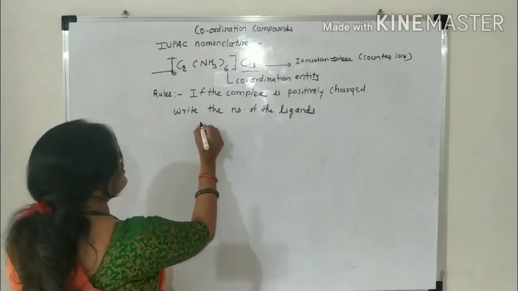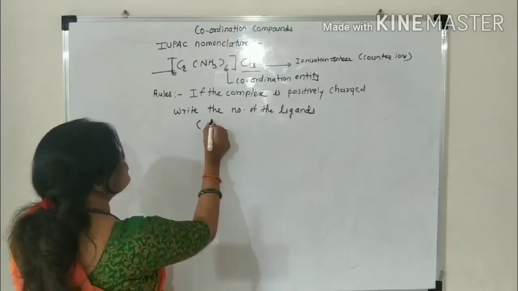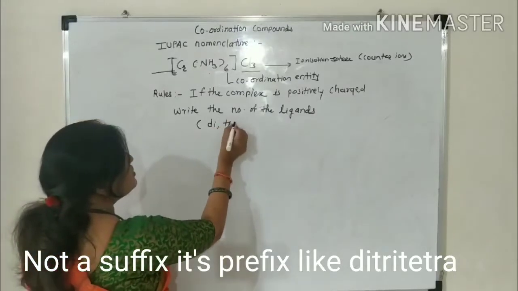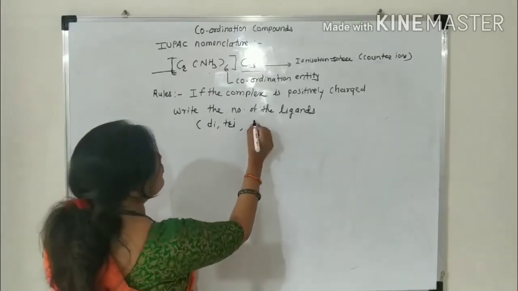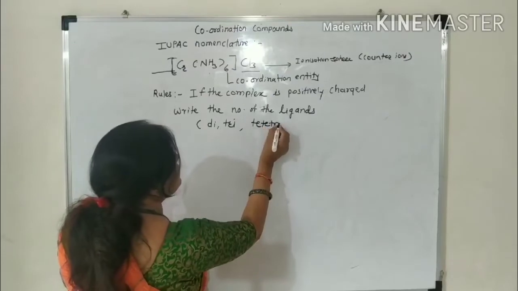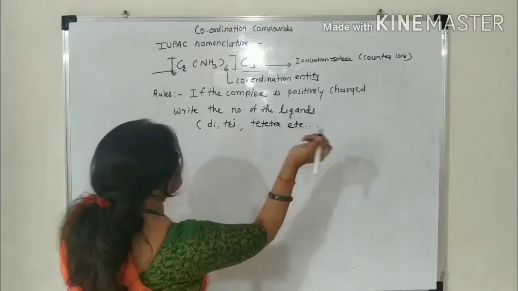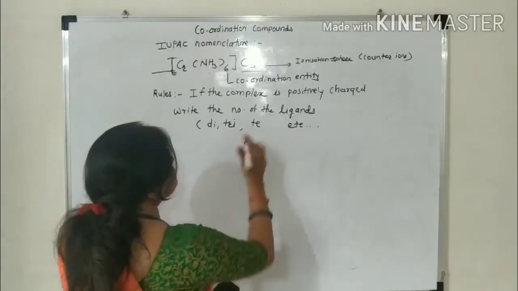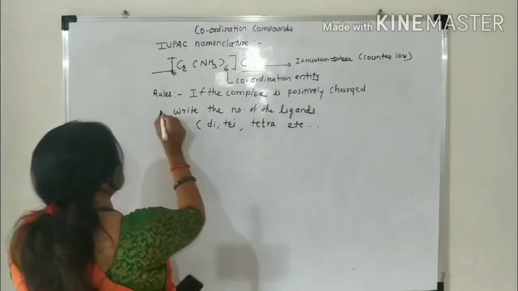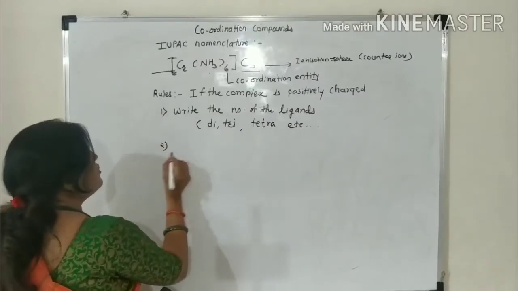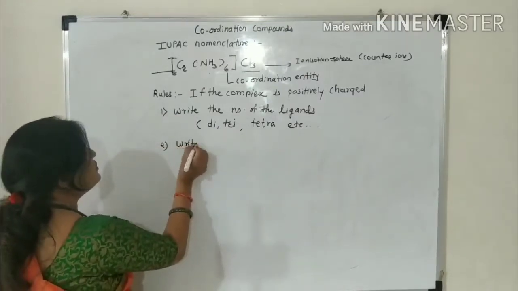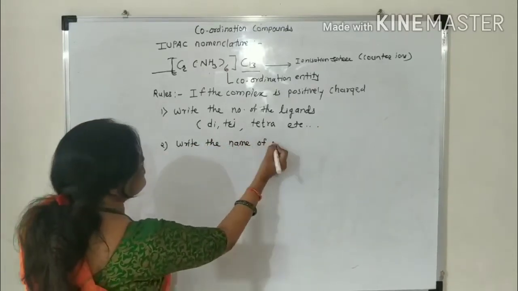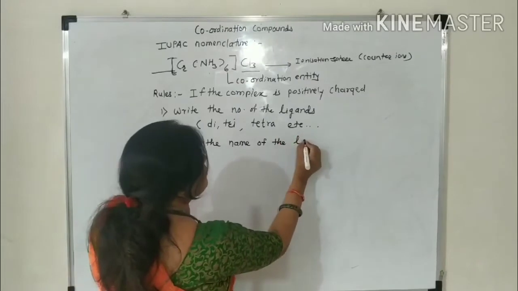That means if it is present 2 times, you should write the di suffix. If 3 times present, you should write tri. If 4 times, then tetra, etc. This is the first rule. Then second, you should write the name of the ligands.